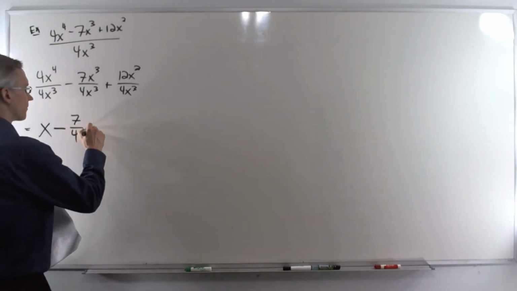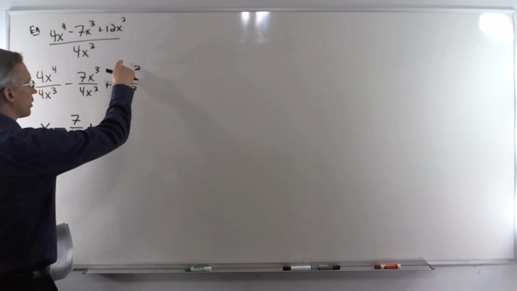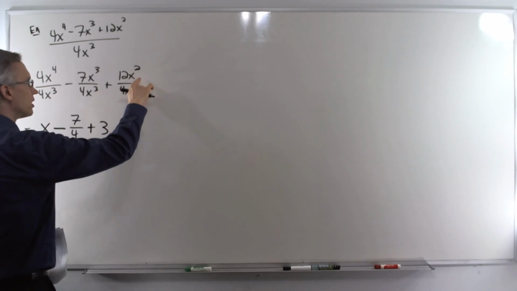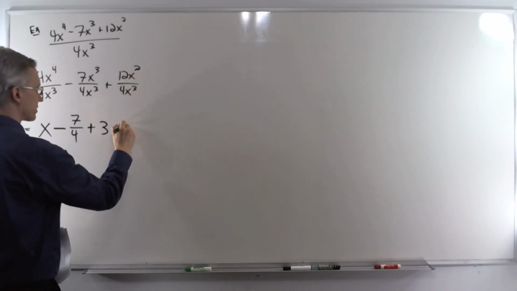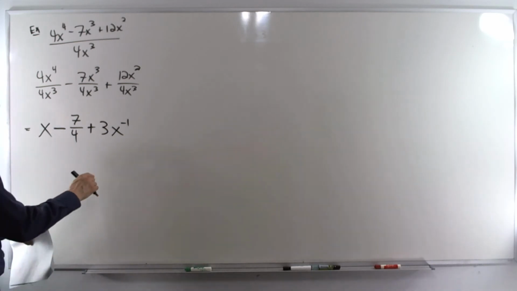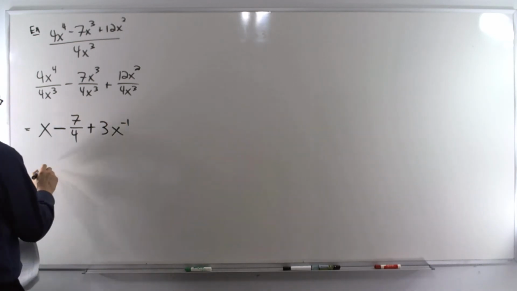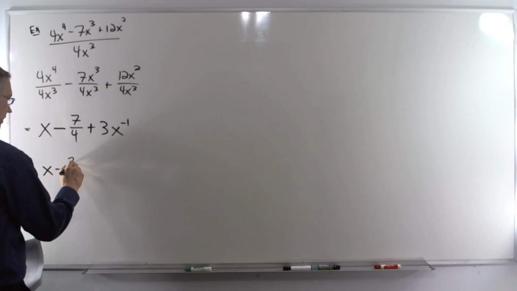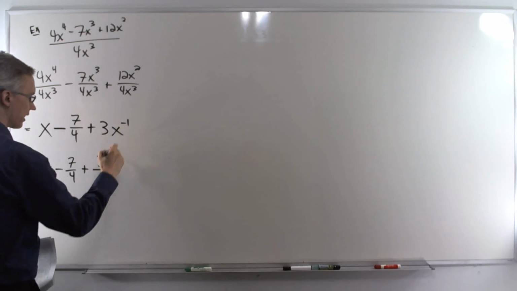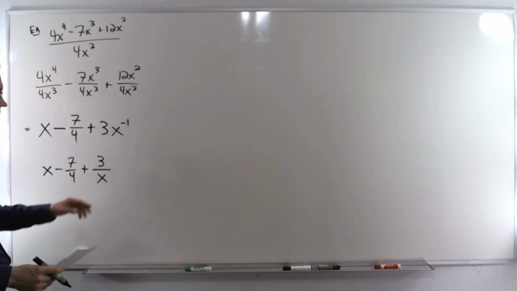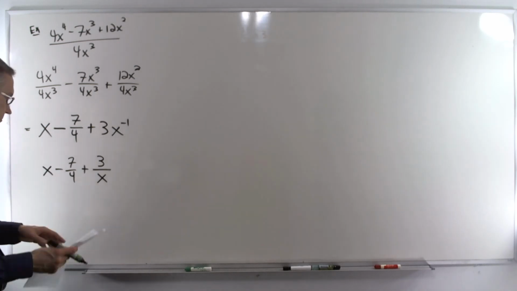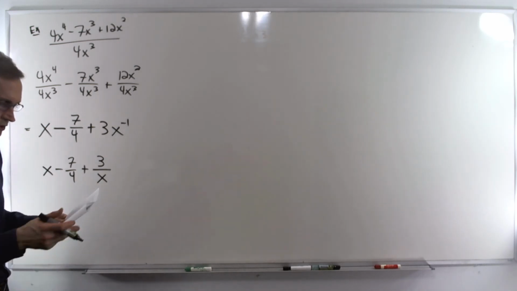Now over here, we've got 12 over 4, that's 3. x squared over x to the third, 2 minus 3 is negative 1, so x to the negative 1 power. And then in our final answer, we want to get rid of any negative exponents, so the final answer is x minus 7/4 plus 3 on top, and the negative exponent, bring that down to the denominator and make it positive, so 3 over x. Your turn, number 3.